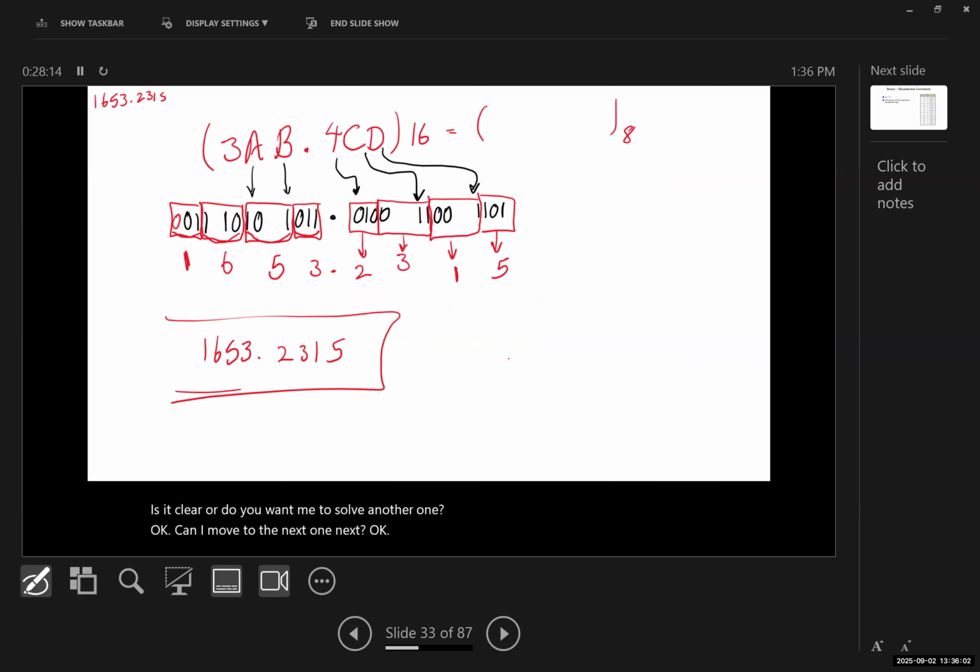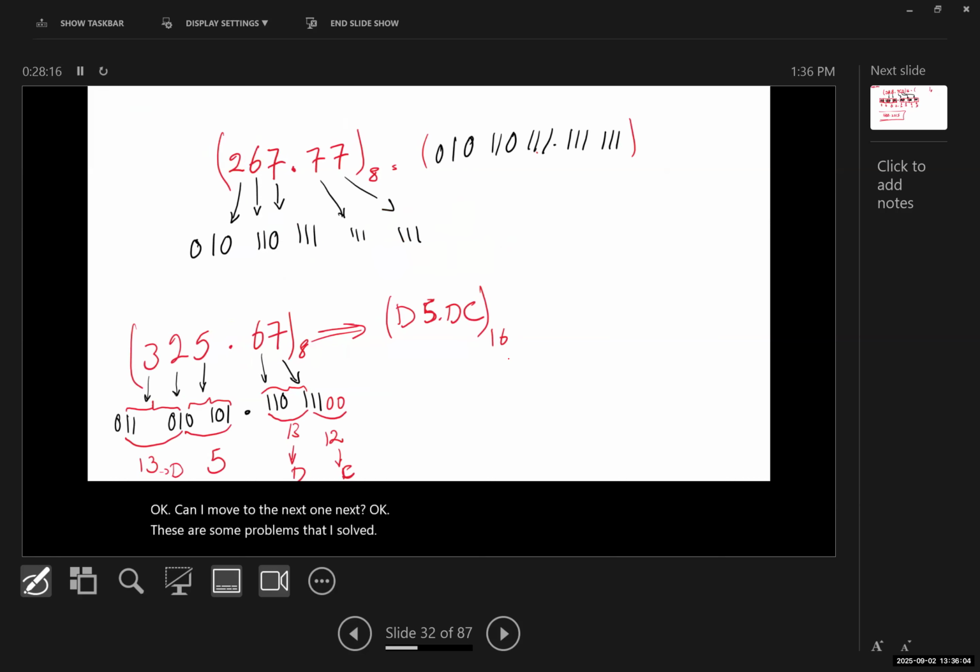These are some problems that I solved for the students last semester. So 267.77. If we want to convert it to octal, 2 is going to be 010, and 6 is going to be 110, and 7 is going to be 111. Again, 7, 7 is 111 and 111.